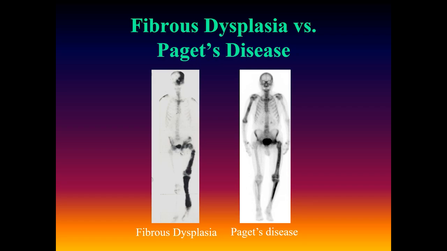Paget's disease, however, tends to be bilateral or asymmetric, it's sometimes described, in the setting of polyostotic disease. And in the illustration on the right, there is increased activity in the bones of the left lower extremity as well as the right humerus.